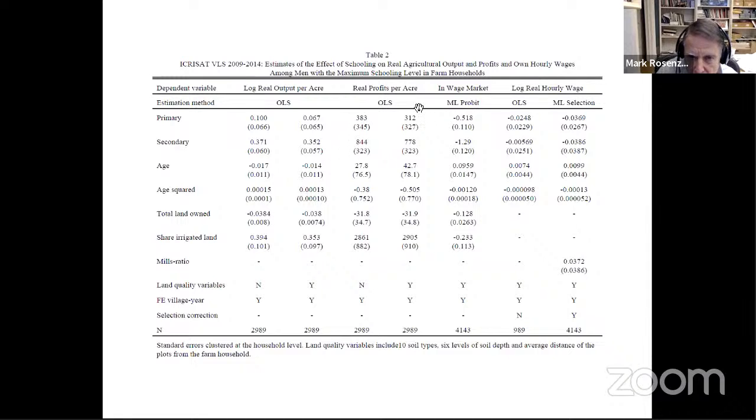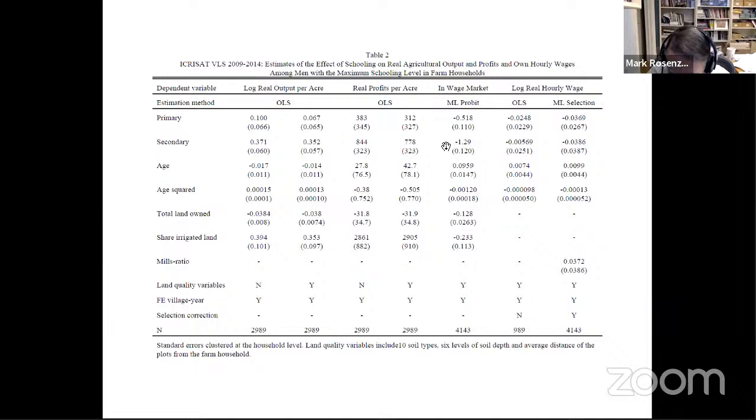When we look at profits per acre, we get the same results, which is that primary schooling has no significant effect on profits per acre. It's only secondary schooling. And the results say that going from primary schooling to secondary schooling increases the profitability by 71%.